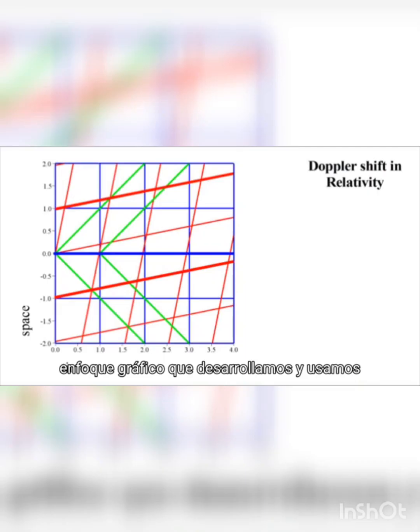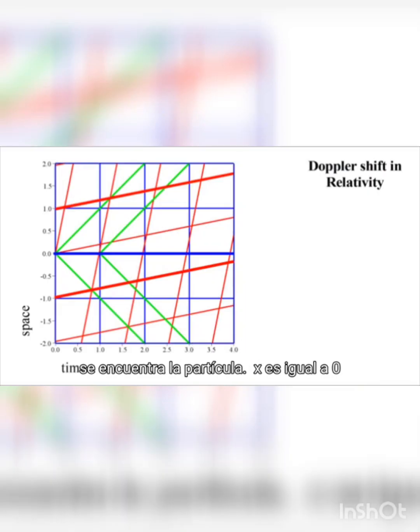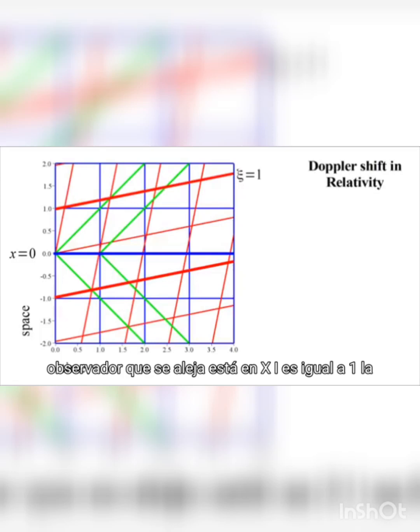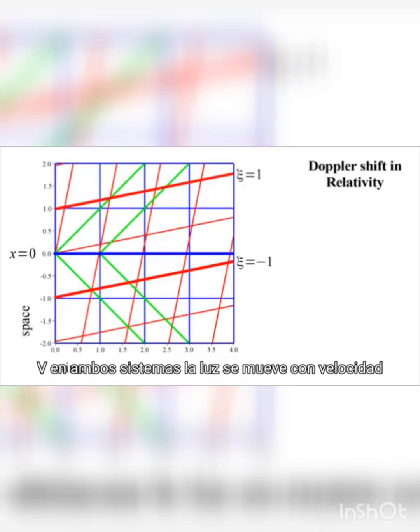Following the graphical approach we developed and used in videos 2 and 5, we draw a space-time diagram. The particle is at x equals 0, the thick horizontal blue line. The receding observer is at psi equals 1, the top thick red line. And the approaching observer is at psi equals minus 1, the bottom thick red line. The tilt of the red lines is determined by the velocity v. In both systems, light moves with speed 1.